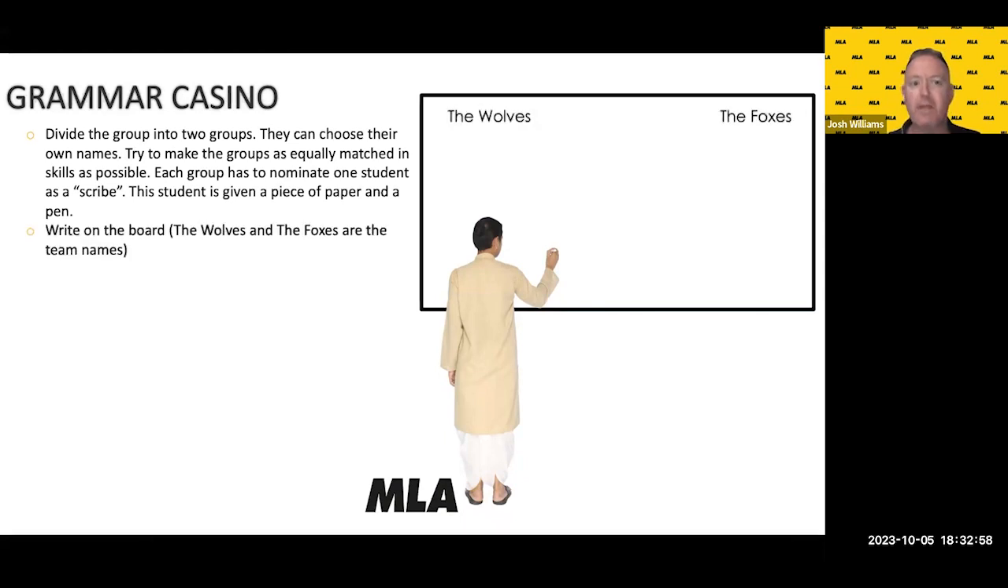They have to nominate one student in each team as a scribe. That student just has to write. It doesn't mean that they have to do anything special. It just means that there's only one person that really needs to write. Write the names on the board. So in this case, we've got the wolves and the foxes.